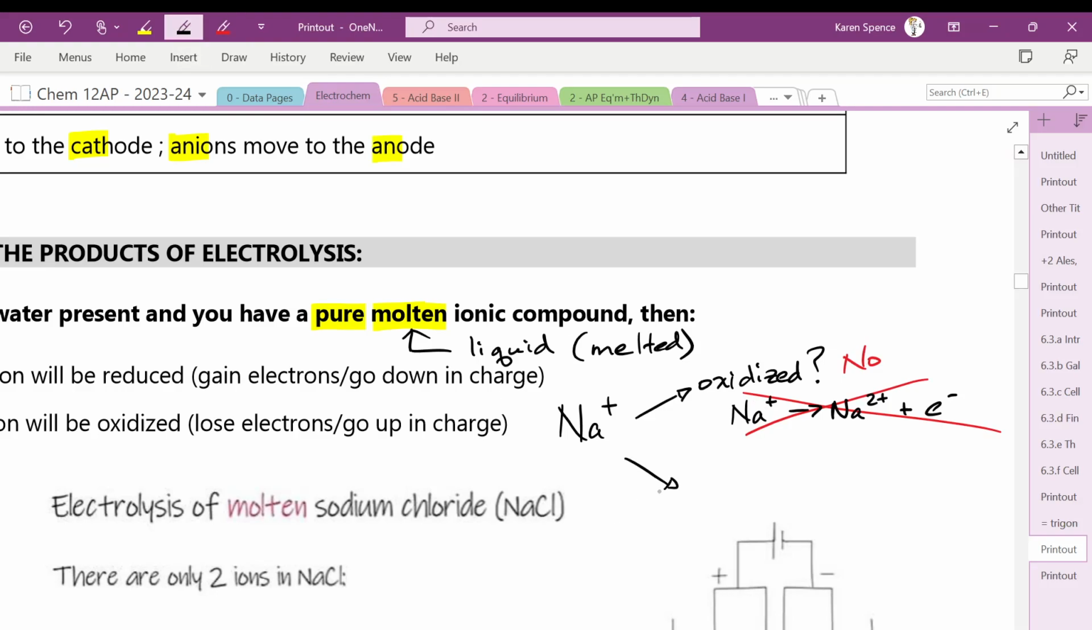Can Na plus get reduced? Yes, it can. Na plus an electron goes to Na. That looks good. That looks like a normal equation. We've produced something we've seen before, Na.